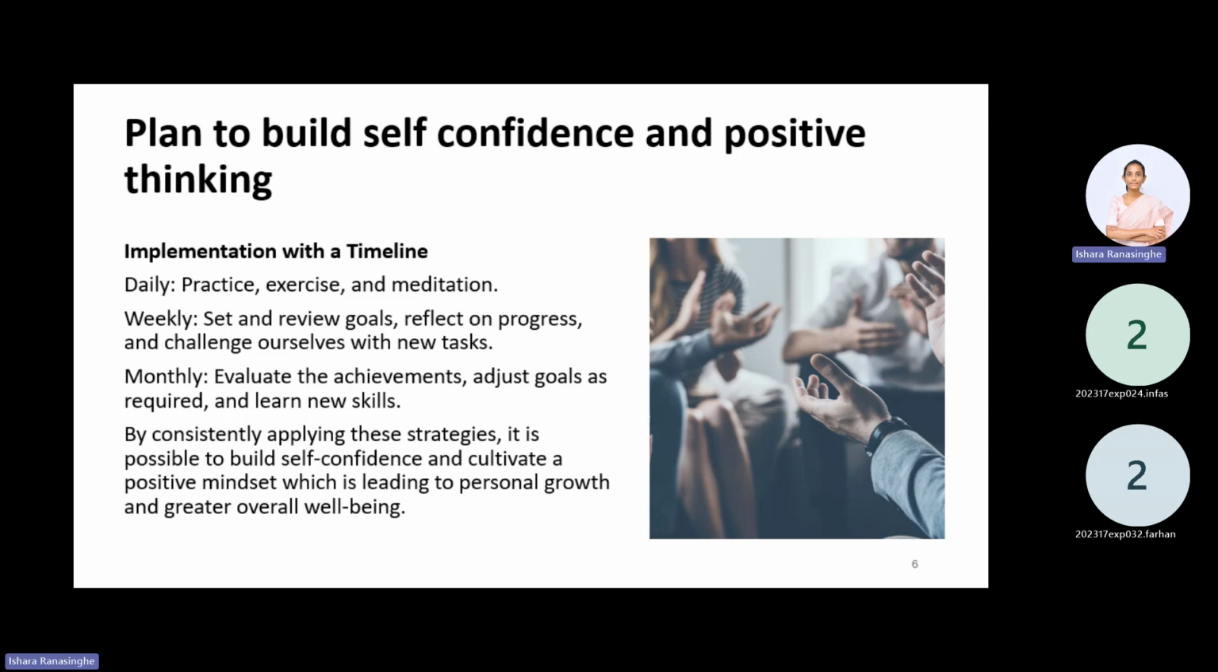Then the third point: take necessary actions to improve further. We can write down: engage with more learning activities.